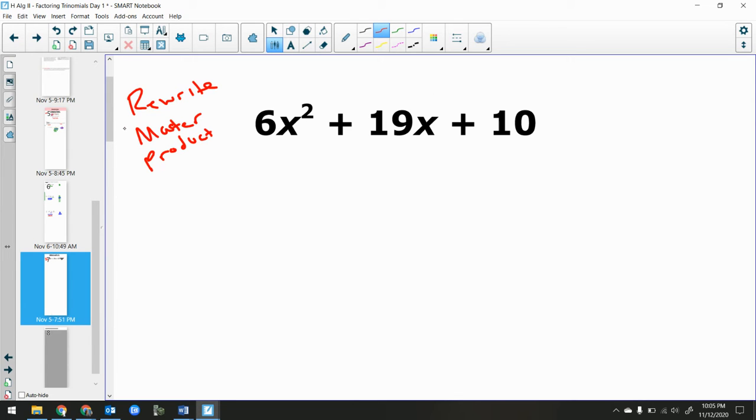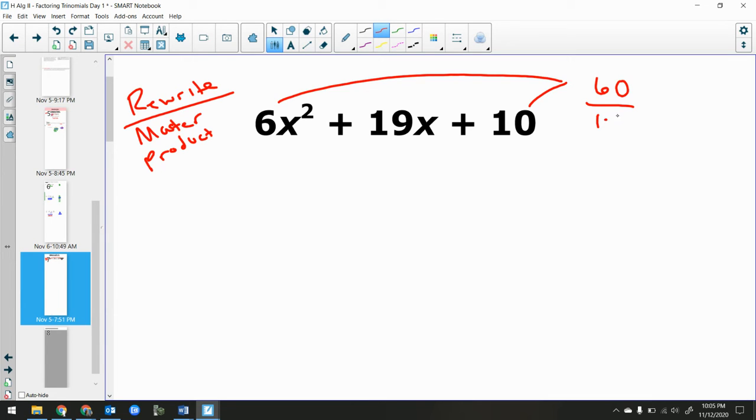Some people don't use this. Some people just do guess and check. I don't love guess and check because there's something about it that I just want a way to do it that's going to work every time. Guess and check is kind of like, well, I don't like guessing at my math. So I like doing this method. This is the method I'm going to show you. It's called master product or the rewrite method. So what I do is I find the product of A and C, the master product. That's where this gets its name, the master product of A and C together. And then I find the factors of 60 that will add to get to 19.